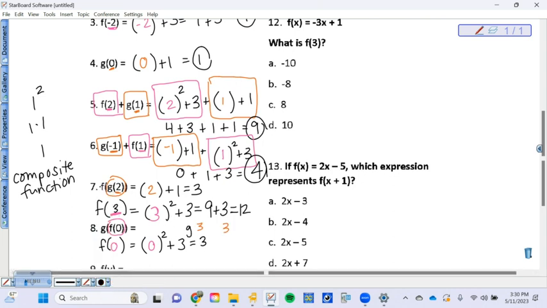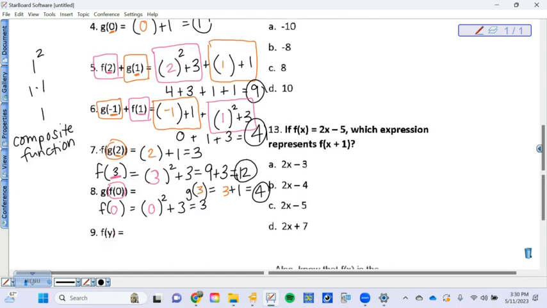G of 3 equals 3 plus 1, which is 4. 4, 12. Okay, what about number 9? What about number 9?